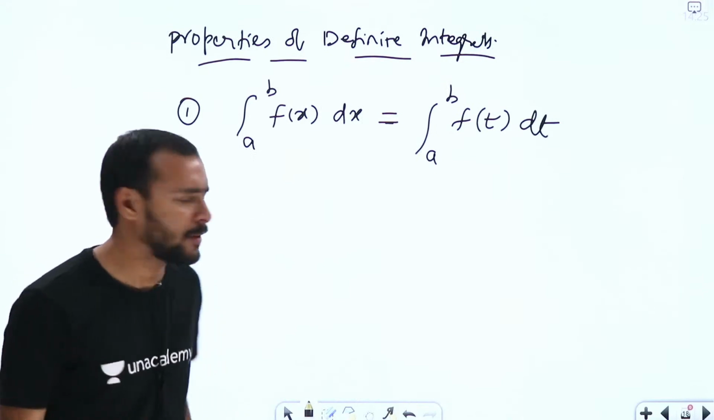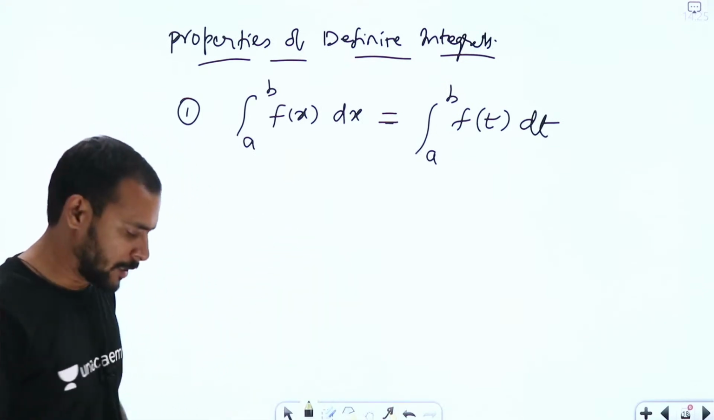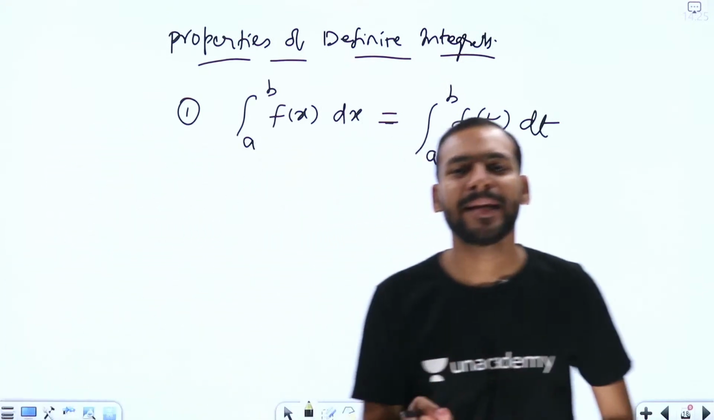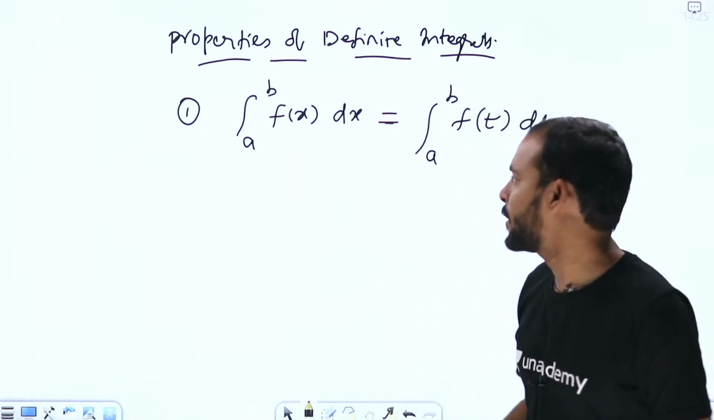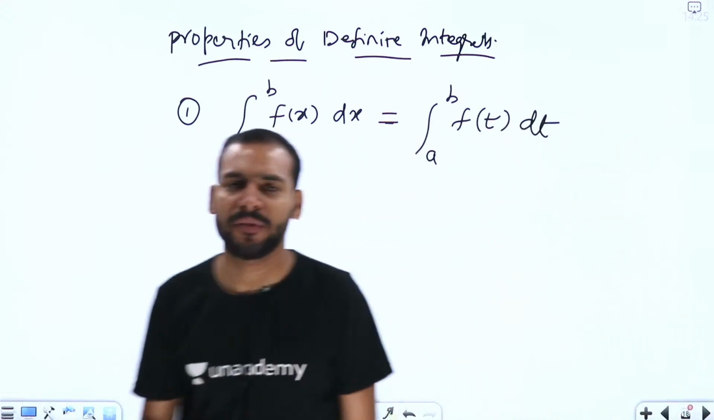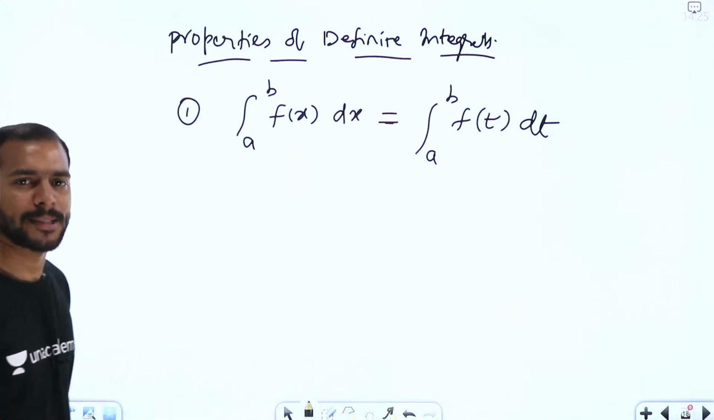What is the meaning of this? Whatever variable you choose doesn't matter. Only the integral limits and the function matter. So whatever variable we want, we can switch to that variable, and the value is going to be the same here.